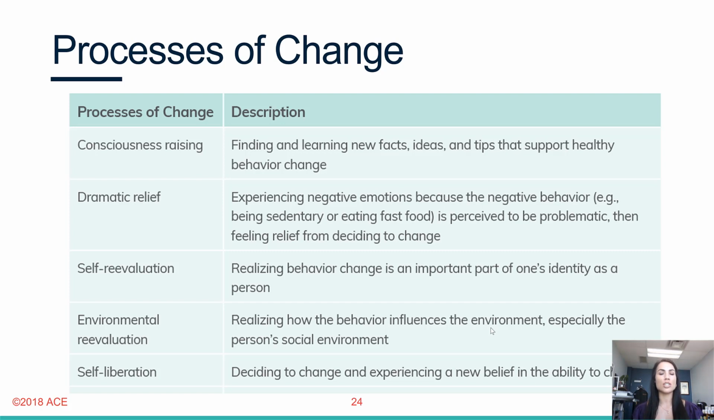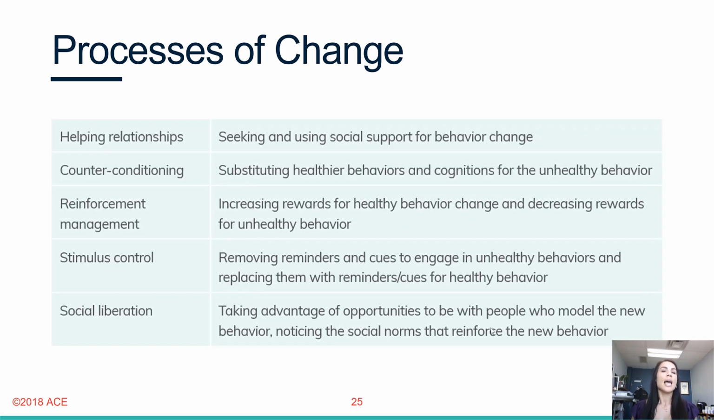Self-liberation, this is when people decide to change and experience a new belief and the ability to change. So they're liberated in how they're feeling, and so they're going to make that change. Helping relationships. This is basically when your client seeks social support to help that behavior change. We use this a lot in physical activity settings, and this is why group fitness is so important. This is why small group training can be so popular, is that you surround people with those relationships that help that behavior change.